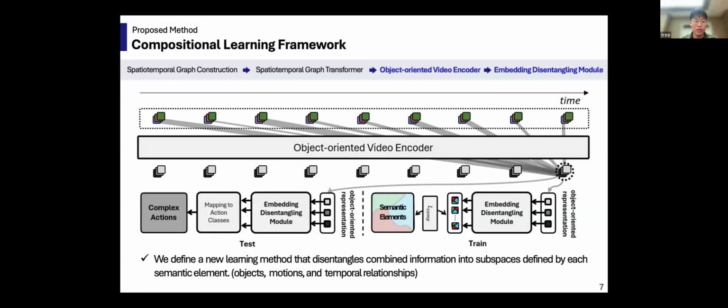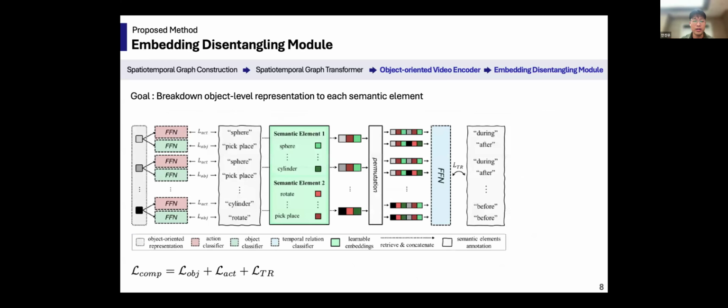Since we need to understand the video in terms of its semantic elements, such as objects, actions, and temporal relationships, we introduced the embedding disentangling model and the composition loss to learn each semantic element using object-level representation. And recently, many people asked us about how this embedding disentangling model and loss are actually defined, so I'm going to talk about this in more detail today. The goal of this model is to break down object-level representation into each semantic element.